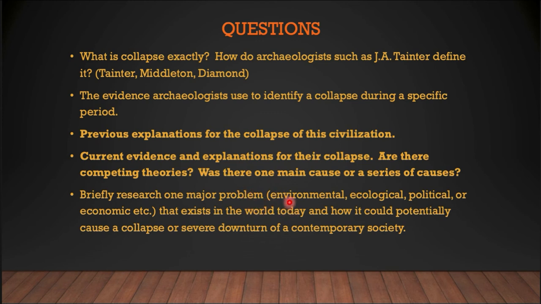Since we're going through a major kind of crisis right now, you can use coronavirus as a major problem, or you could choose something else. It's up to you. But you want to discuss, let's say, how the coronavirus could potentially cause a collapse or severe downturn of a society today. It doesn't have to be our society. It could be another country. But you kind of have to talk about how that problem could cause a collapse, right? Not just that it's causing some problems, but a collapse.